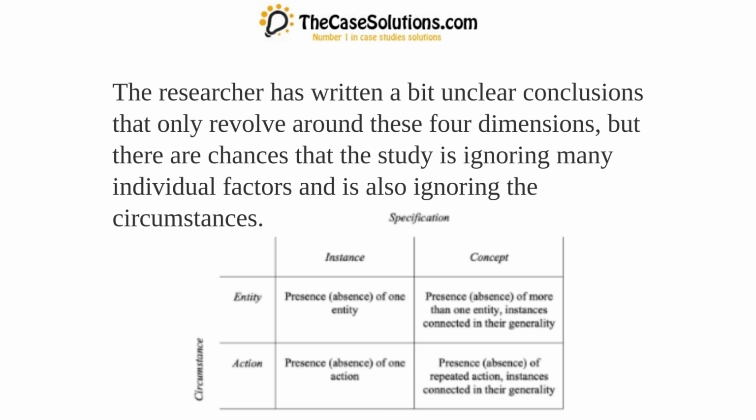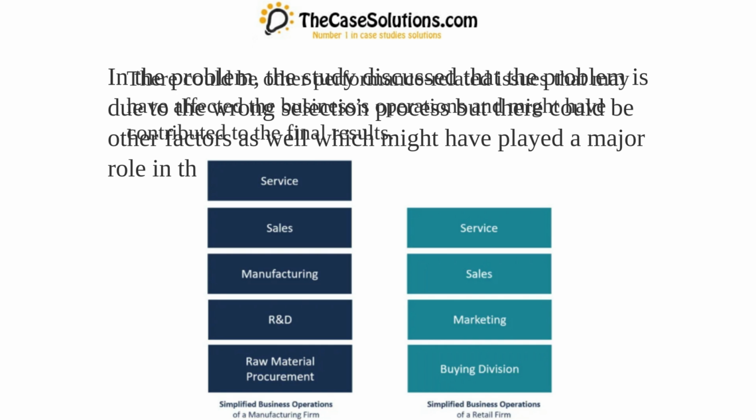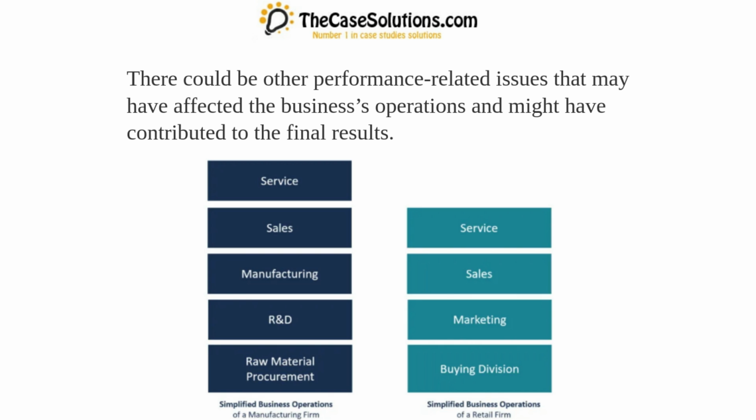The researcher has written a bit unclear conclusions that only revolve around these four dimensions, but there are chances that the study is ignoring many individual factors and is also ignoring the circumstances. In the problem, the study discussed that the problem is due to the wrong selection process, but there could be other factors as well which might have played a major role in the unsuccessful task. There could be other performance-related issues that may have affected the business's operations and might have contributed to the final results.